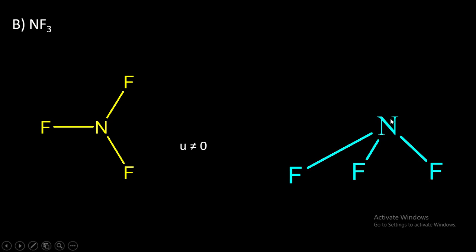Now the second tetratomic molecule, NF3. In this molecule, NF3 may be present in planar form or non-planar form. The dipole moment is not equal to 0. Therefore, this compound is present in the non-planar form, that is the pyramidal form.